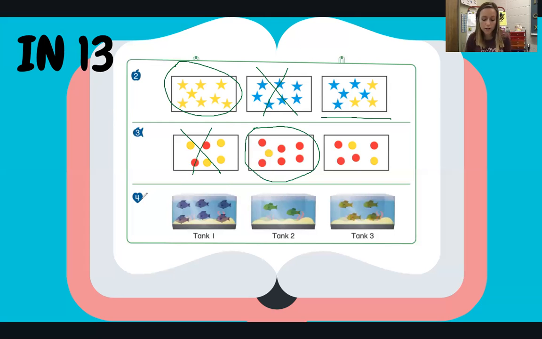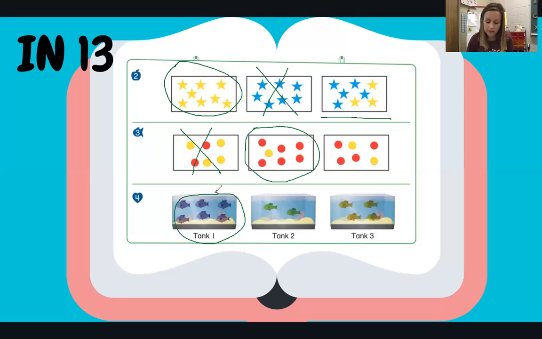It says, draw a circle around the tank that has more fish than 3. So to figure this out, you're going to need to count the fish in tank 3 and figure out which one has more. Go ahead and try that now. Well, tank number 3 has 4 fish. 2 is not more than 4, but 6 is. You should have circled tank number 1.